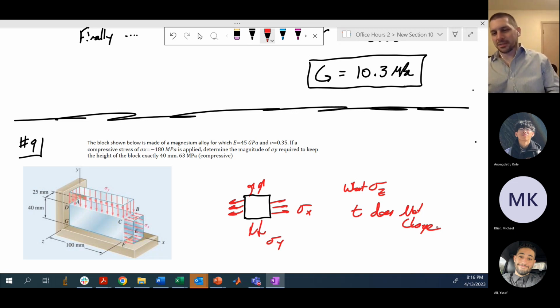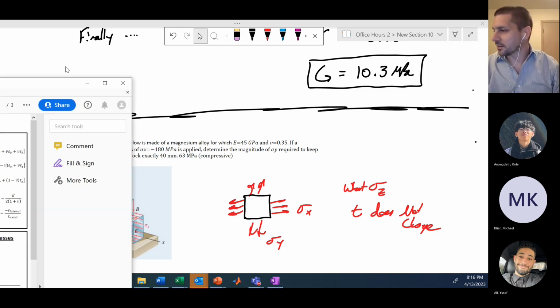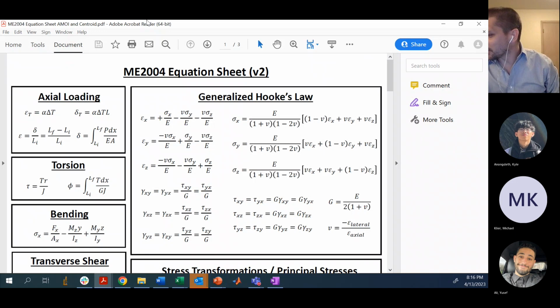When you see multi-axial loading, what I mean by that is some stress in x, some stress in y, both together acting, you should be thinking of your generalized Hooke's law. So I'll pull up your equation sheet here really quick just to remind you what that looks like. On your equation sheet, we did derive all the equations for generalized Hooke's law. These are your general Hooke's law equations: strain in terms of stress, stress in terms of strain. And when you have multi-axial loading, involving both a sigma y and a sigma x, you're probably going to want to be thinking about these types of equations.